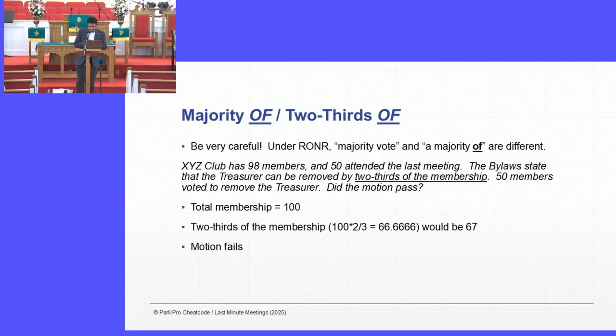You would need 66 yes votes in order to remove the treasurer. And so that's just an example of how the word "of" versus the word "vote", 2/3 of versus 2/3 vote, could change the whole vote calculation that you might have. And so next time you're in an organization, look in those bylaws and see, okay, is this a 2/3 of?